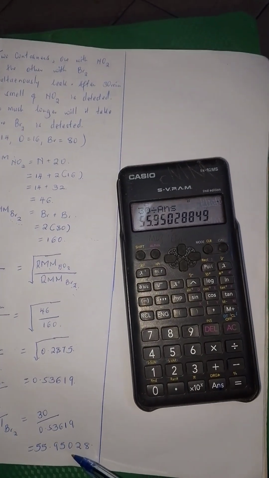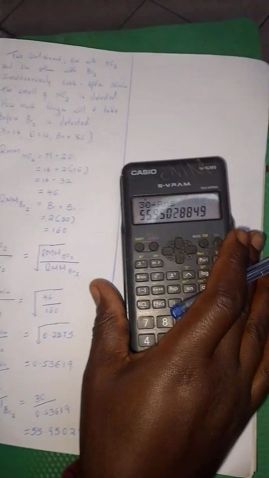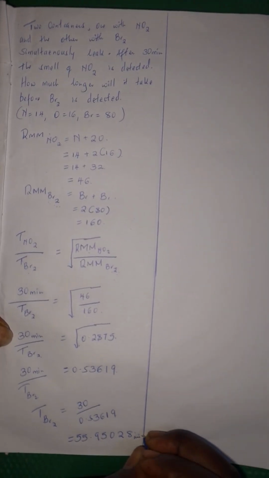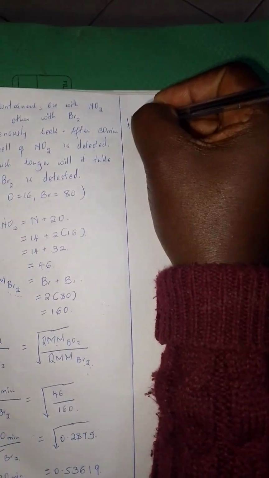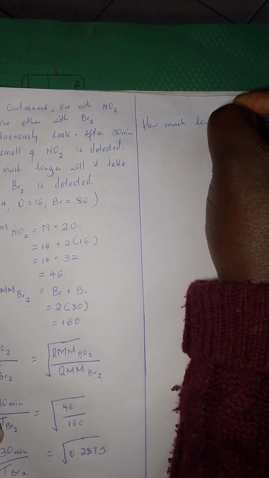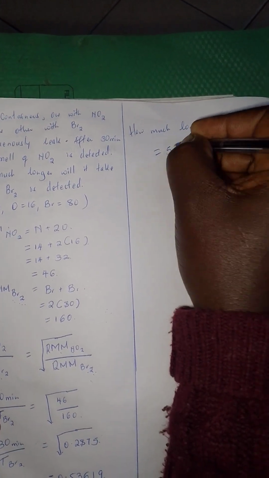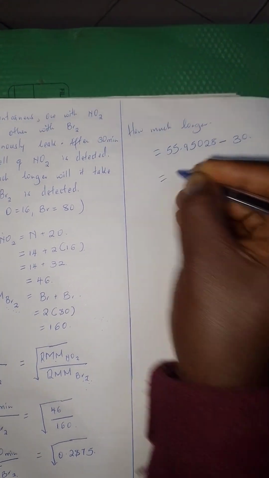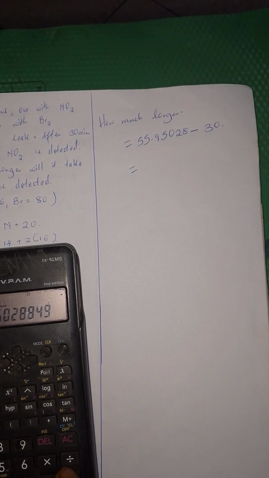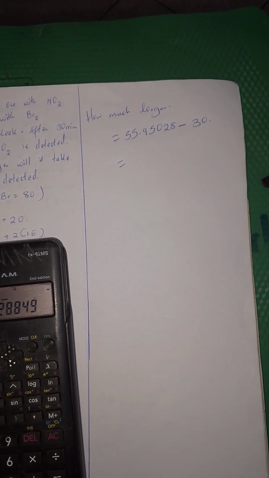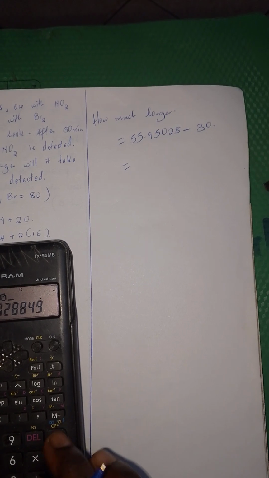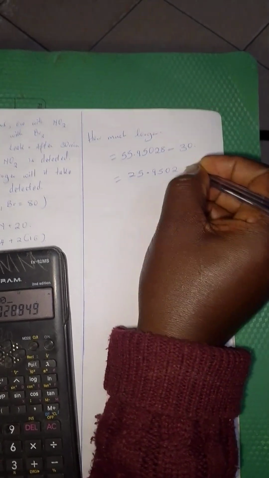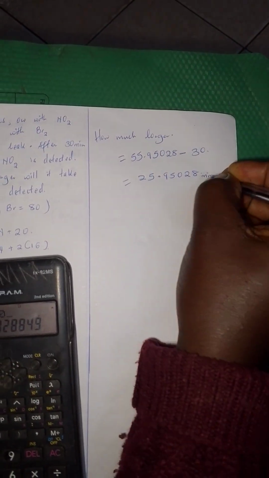But remember, the question was how much longer. This is the total time taken for bromine. So if we need to get how much longer, then we shall have this time, which is in minutes, the time taken, 55.95028 minus 30 minutes, and our answer becomes 25.9508 minutes. So this is the answer to our question.